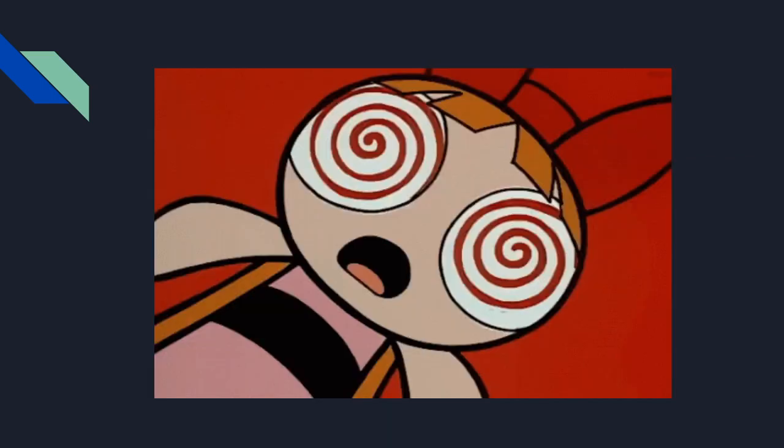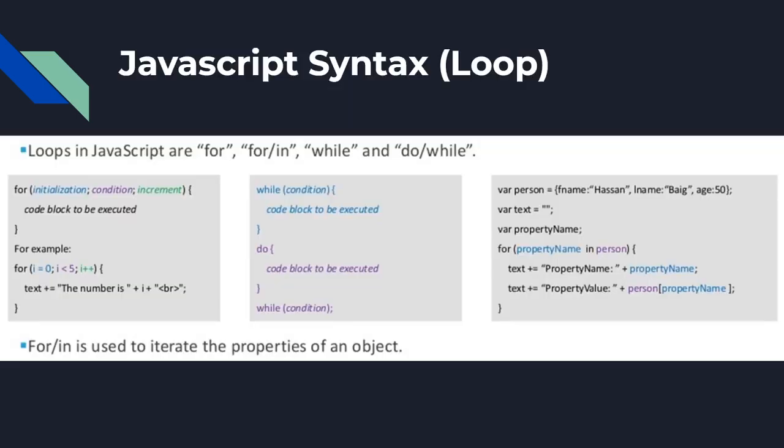Whoa, what's happening there? Oh, my eyes. Oh, I'm getting dizzy. Oh, spinning loops. Okay, so now we move on and we are looking at loops. JavaScript is pretty funky. You can do loops. Okay, so what does that mean?